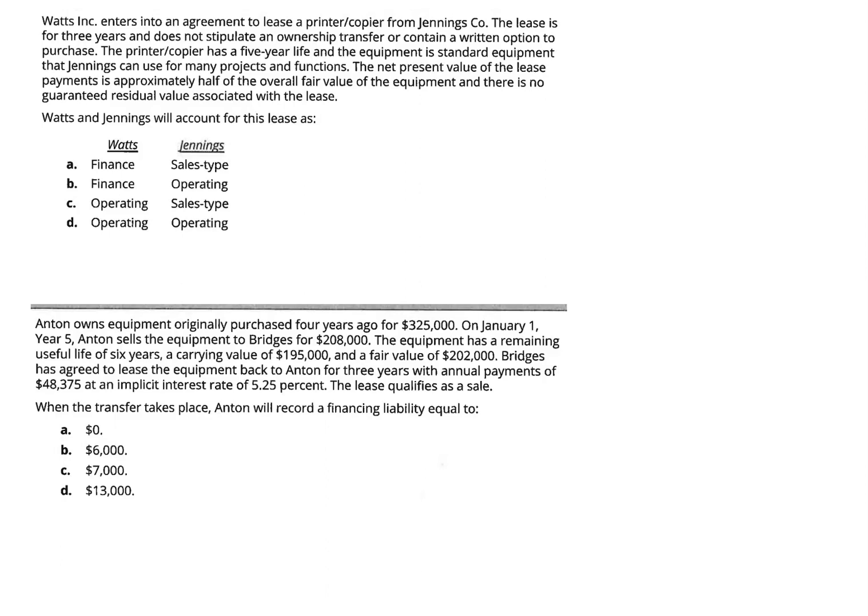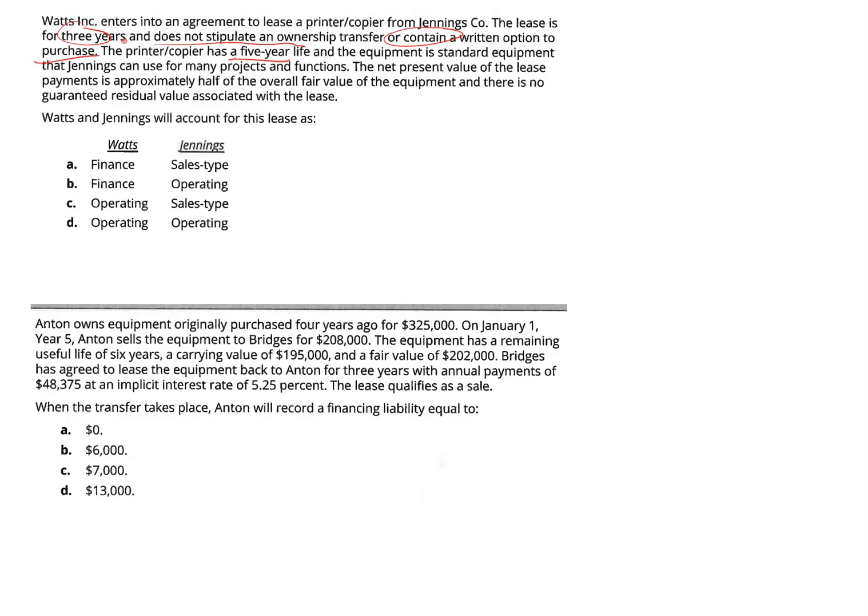Now we will do a couple of sample examples from the Baker CPA on leases from module 1. Let's see the problem here. Watson Corporation enters into an agreement to lease a printer or copier from Jennings. The lease is for 3 years, does not stipulate the transfer of ownership or have any option to purchase, and the printer's life is for 5 years.